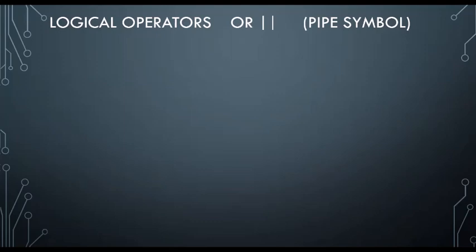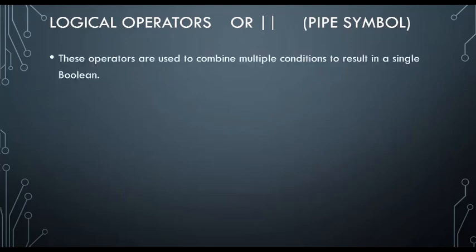The second is the OR operator. The OR operator actually works with two pipes. These are two pipe symbols, and they are typed with the shift key on the backslash. Sorry. Okay. The OR operator is also used to combine two conditions, but in this case, OR means any of the conditions has to be true in order for things to happen.